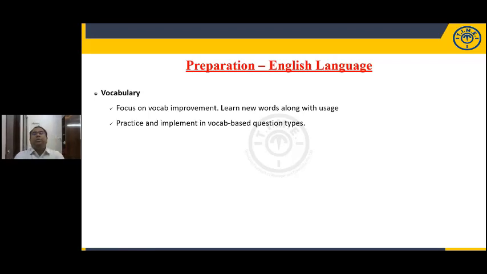Focus on vocab improvement. See, one root word approach is there. I'll give you the books, list of books I'll give you. Root word approach, prefix, suffix, root word. Learning words is one thing, but the most important thing is the usage part.